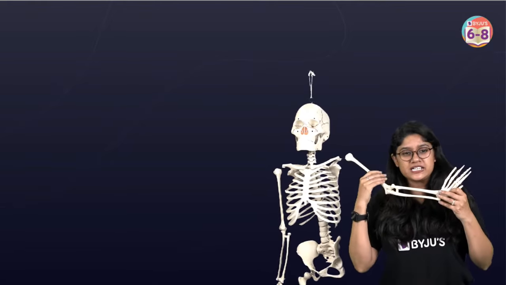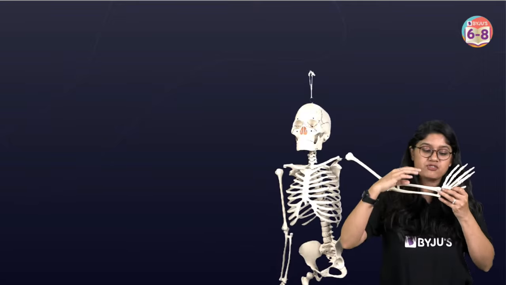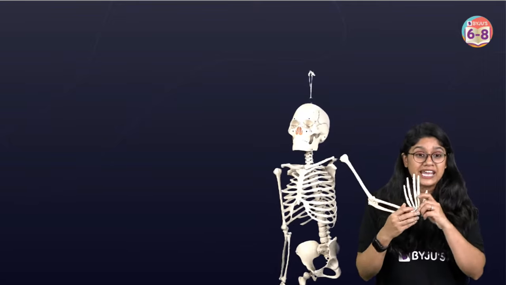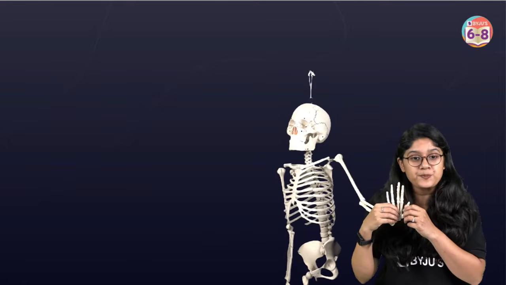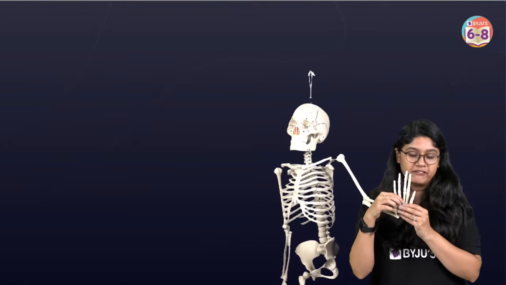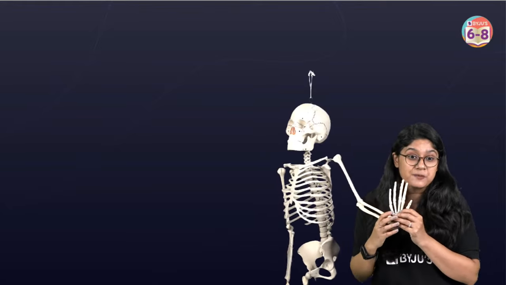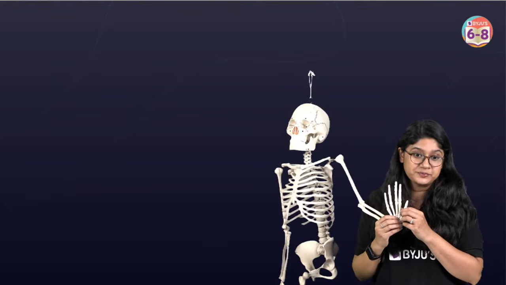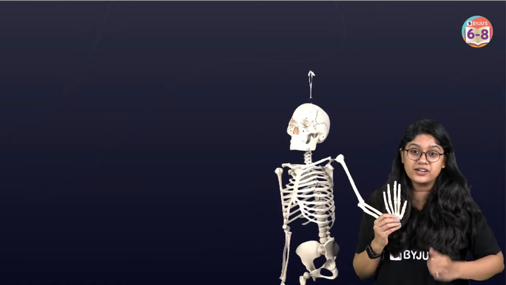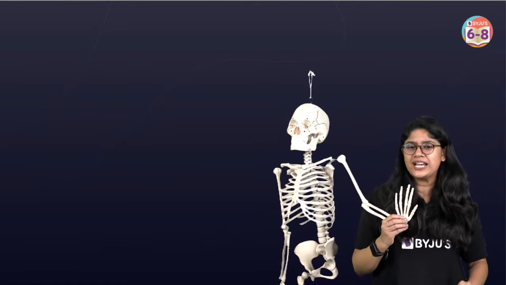Yes, humerus, very good. Humerus, then we have radius and ulna. In your textbook, everyone, they have mentioned the carpals. So the carpals are the bones that we have in the finger right over here. Right? Carpals, metacarpals, phalanges, very good, Arav. Very good, everyone. Total number of bones in the body, awesome. So you guys are already there, right?